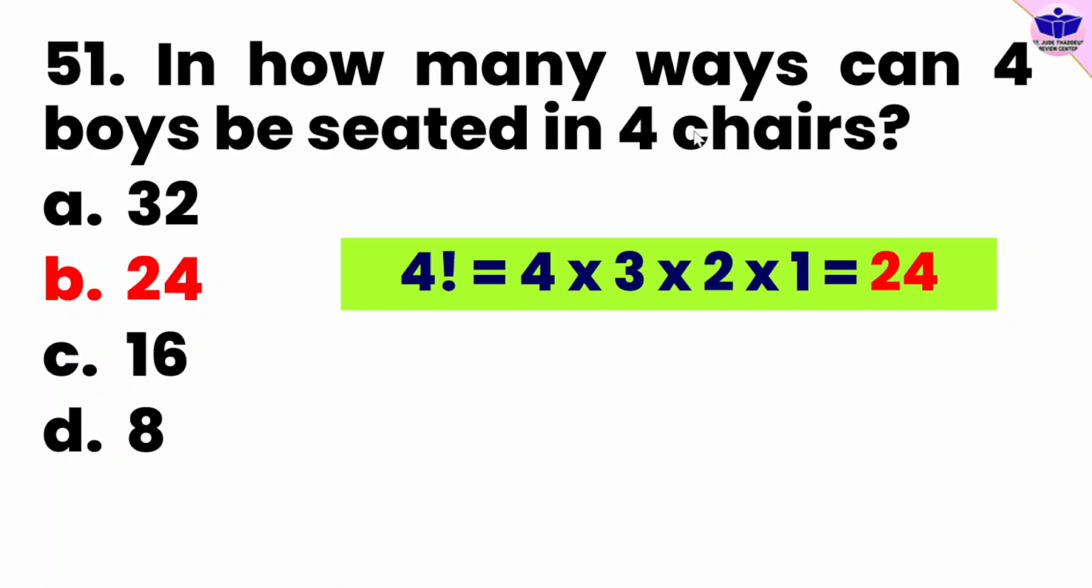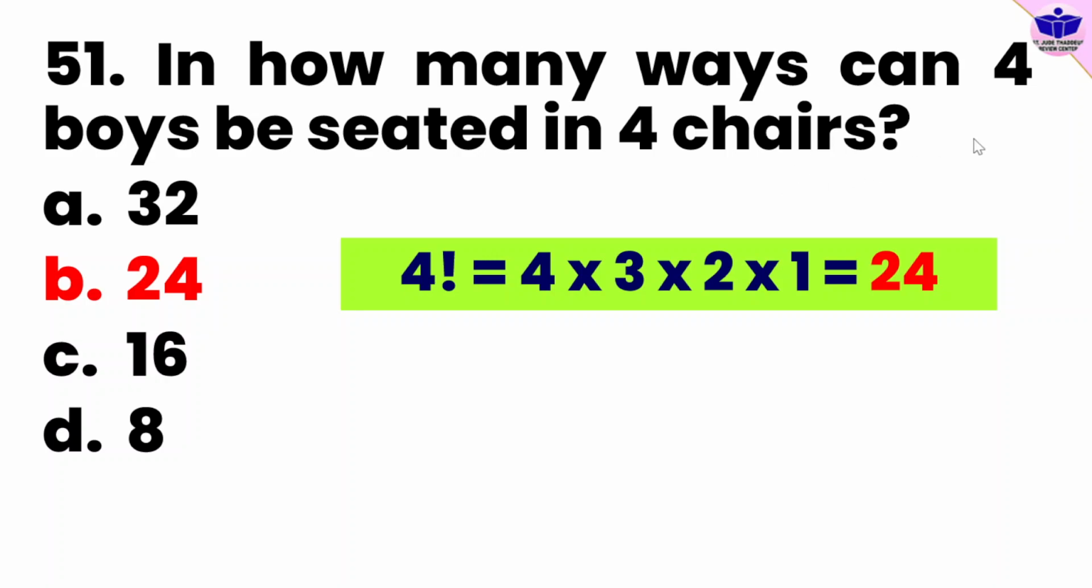Isa ka boy, nilingkod na o nakaupo na. So may tatlong chair na lang. So tatlong chair, may tatlong boys na lang ang pwedeng makaupo, makalingkod. So what if nilingkod na? So we only have 2 chairs left. And then there are only 2 boys left lang din.